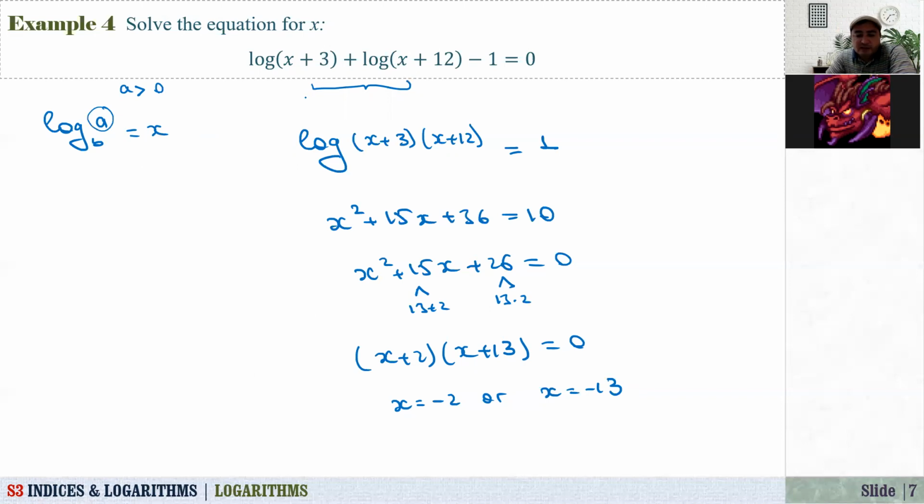So if it's -2 plus 3, it is positive. -2 plus 12, it is positive. If it is -13, this x plus 12 will be negative, right? And that's why this answer is rejected, because it does not fit the definition, right? So the answer is only -2. So the solution of this equation is only -2.